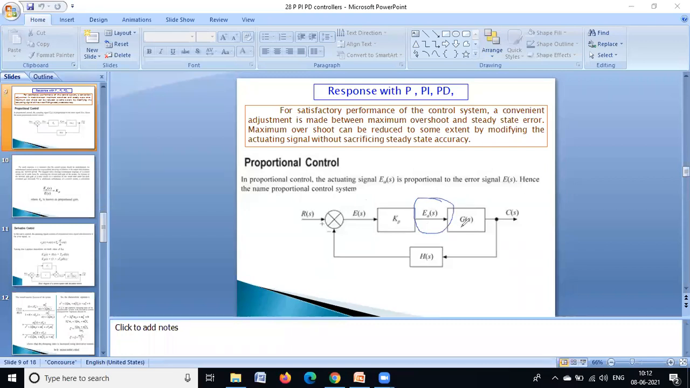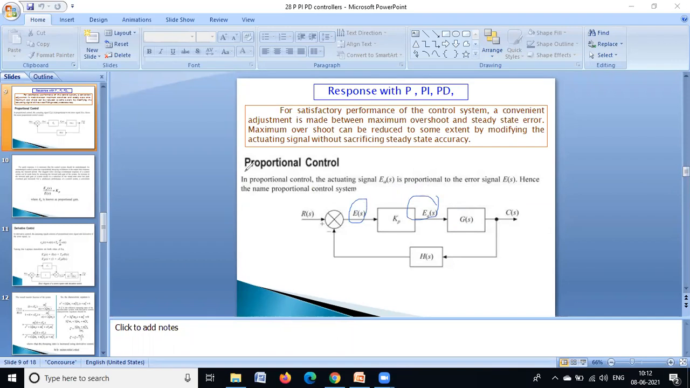Actuating signal means the signal which is given to the plant. Here this part is called the controller part, which we have just added. Previously we had only R of S input, C of S output, the forward path transfer function, and the feedback transfer function. Now by adding this part into the system, we can adjust the output response to get the desired value. Here the actuating signal is directly proportional to the error signal.